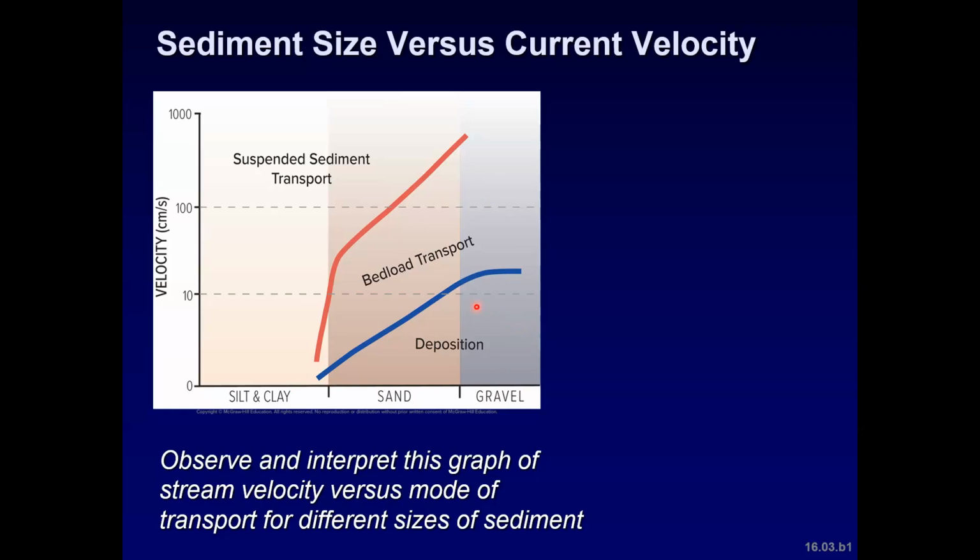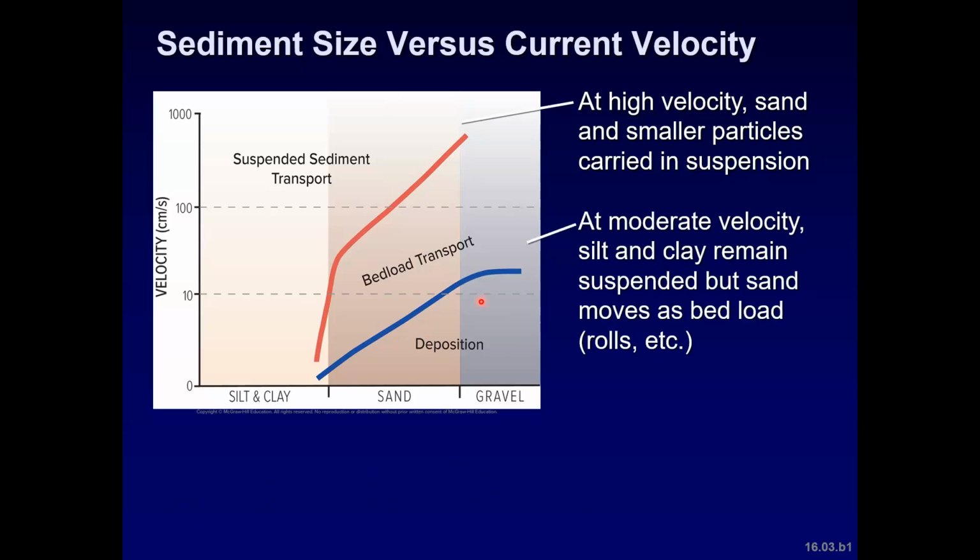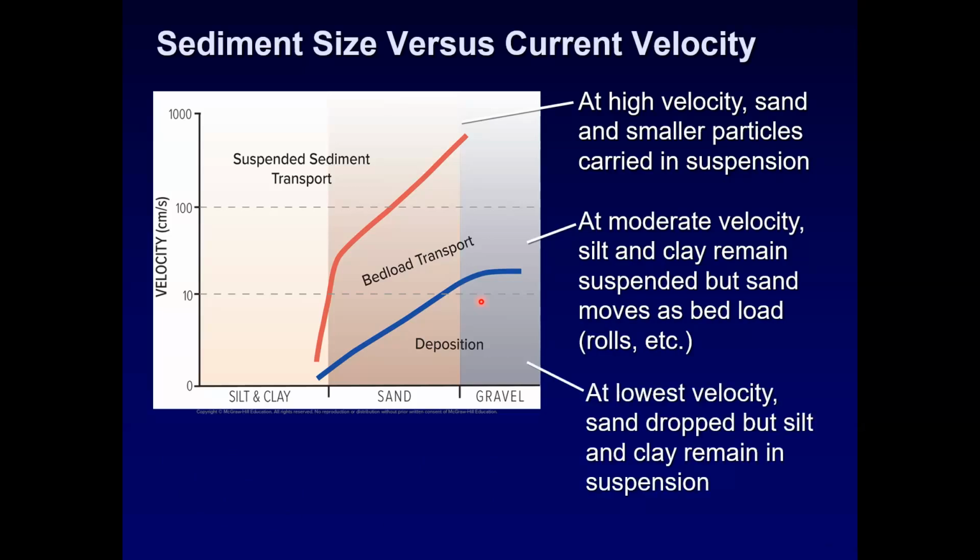And the main point of this graph is that how sediment is carried, or even if it's picked up, depends on stream velocity. And different sediment sizes can be carried by different mechanisms depending on the stream velocity. So to review that, at high velocity, the smallest particles are carried in suspension. Moderate velocity has silt and clay suspended, but sand's going to be bed load, rolling around or saltating. And then at our lowest velocity, sand is dropped, but silt and clay remain in suspension, and of course gravel isn't really going to move very much.